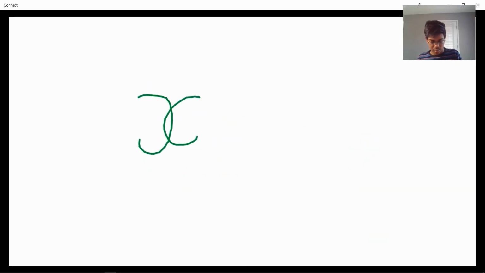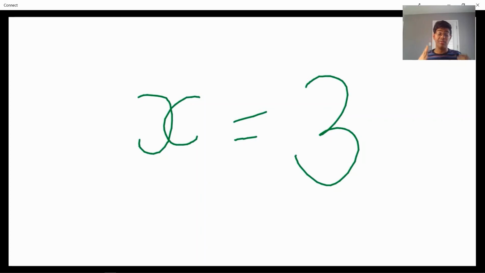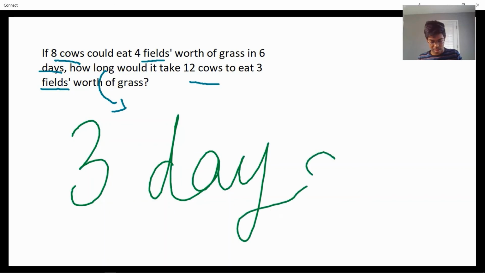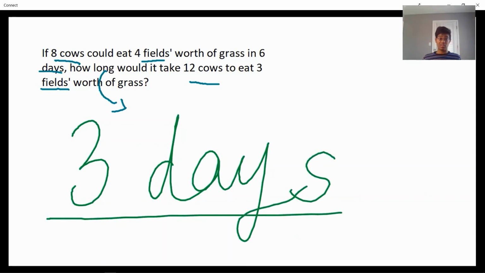And there we go. x is equal to 3, which means, if we go back to our original question, it would take 3 days for 12 cows to eat 3 fields worth of grass.